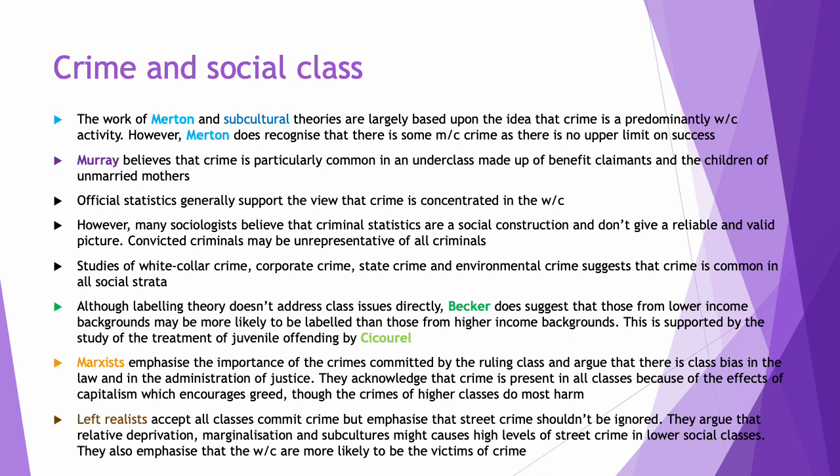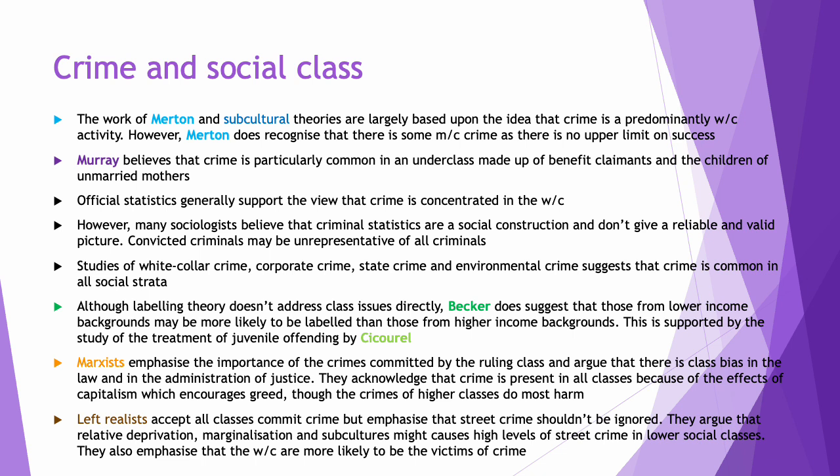However, many sociologists believe that criminal statistics are a social construction and don't give a reliable and valid picture. Convicted criminals may be unrepresentative of all criminals. Studies of white-collar crime, corporate crime, state crime, and environmental crime suggest that crime is common in all social strata. Although labelling theory doesn't address class issues directly, Becker does suggest that those from lower-income backgrounds may be more likely to be labelled than those from higher-income backgrounds. This is supported by the study of treatment of juvenile offending by Cicourel.